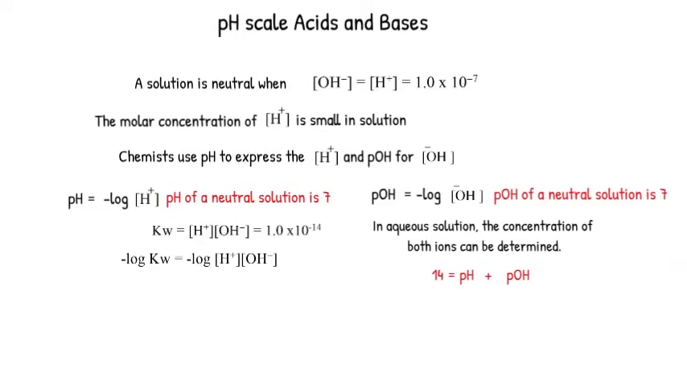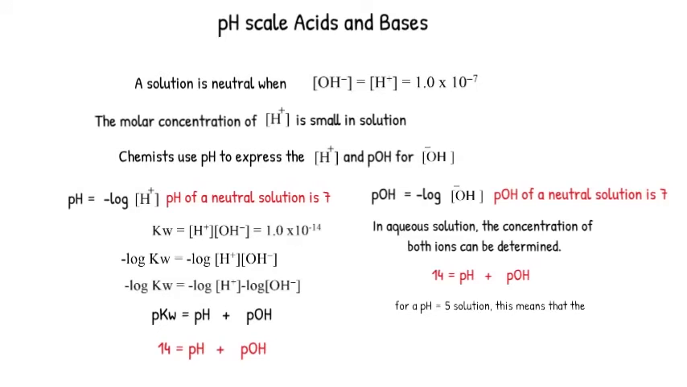By taking the negative log of both sides and expanding using the log rules, negative log Kw is pKw, which is the negative log of 1.0 times 10 to the minus 14, equal to 14. The negative log of hydronium ion concentration is pH, and the negative log of hydroxide ion concentration is pOH. This gives the formula 14 is equal to pH plus pOH.